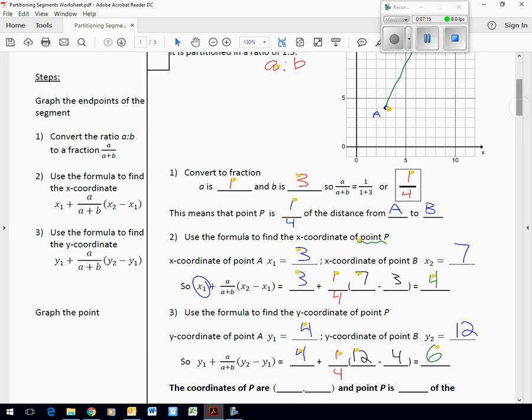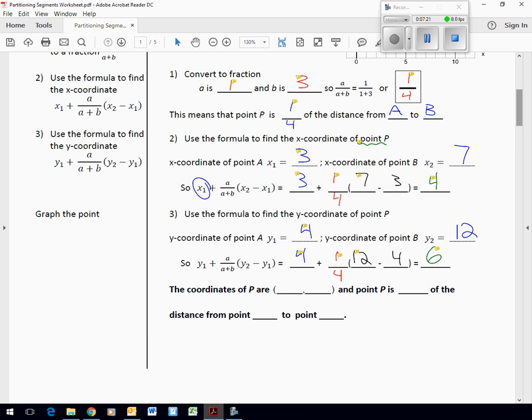Wait, the only part I don't understand is where do you get the 1 over 3? Let me help you out just a second. Let's finish this off, and I'm going to do another one, okay? 1 over 4. I don't know how to get that. The coordinates of P are what? 4, 6. Point P is how far of the distance from A to B? 1/4, right? It's 1/4 of the distance from A to B.